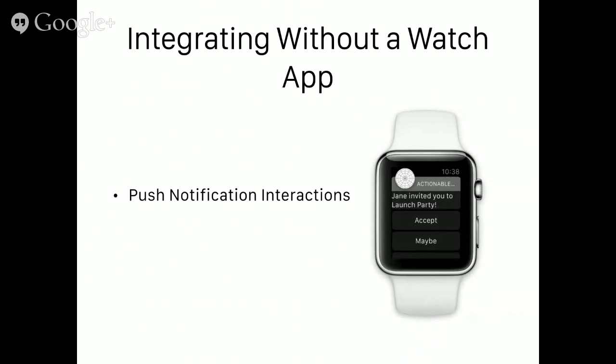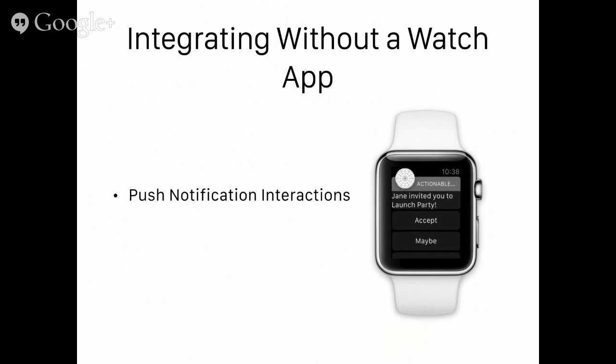Some apps don't even need a watch app. So the easiest way when your pre-order comes in the mail and you want to see your app on the watch is to use push notifications. So if you use actionable notifications now, or any push notifications, they get sent to the watch automatically. So here's a test app I made called Actionable Notifications, and Jane has invited us to the launch party. And from the watch, we can accept, we can say maybe, we can do other stuff.